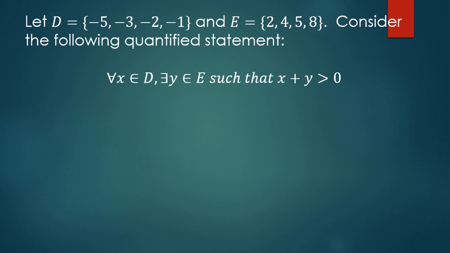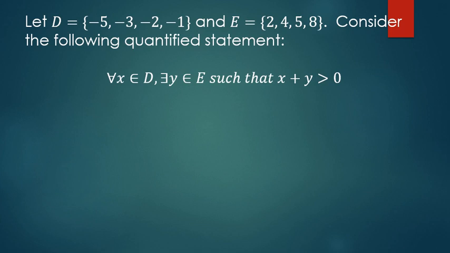So first one here, I have one set D, which is -5, -3, -2, and -1. And then I have the set E that contains the numbers 2, 4, 5, and 8. And I'm going to look at the following quantified statement. For all x in D, there exists y in E such that x plus y is greater than 0.